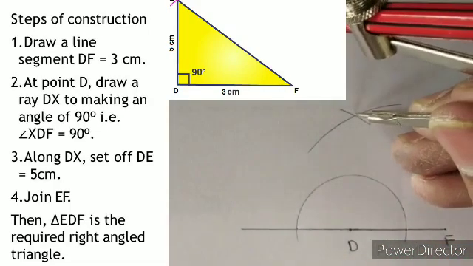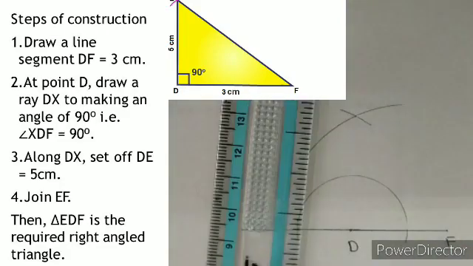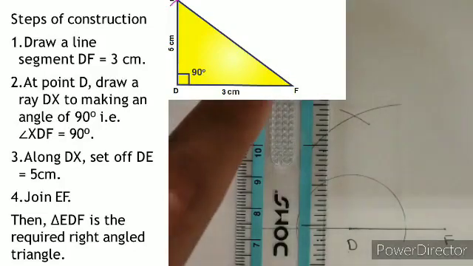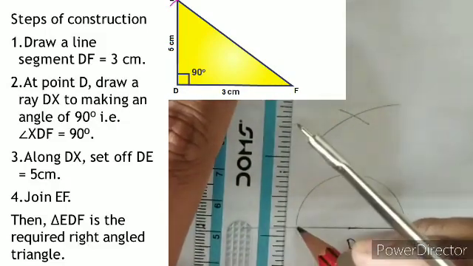Now join this point with D with the help of ruler and pencil, and then our right angle is ready.